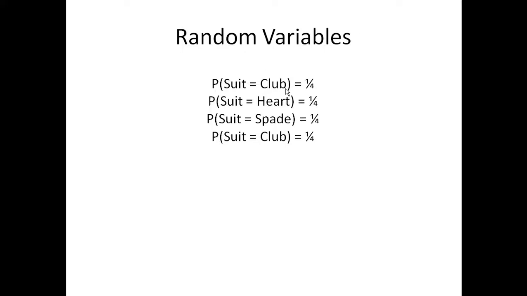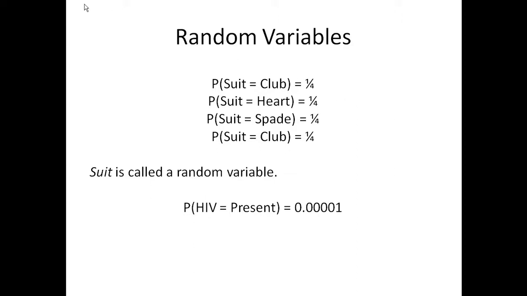You could talk about the probability of the set of clubs, right? But here we're talking about a variable taking a value, and we'll see very shortly why that makes more sense in real applications. Suit is called a random variable. And here is an example of why we want to use random variables. We're talking about a population of people, actually in the state of Indiana, I think, having HIV. So HIV is a random variable.